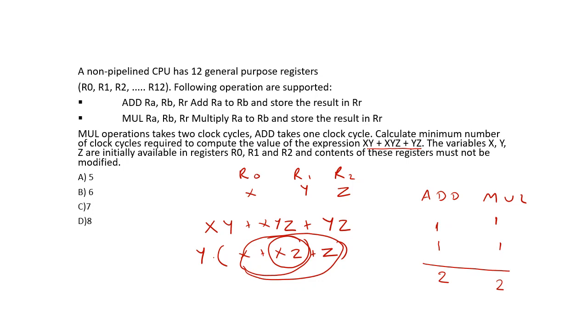Multiplication takes 2 clock cycles and addition takes 1 clock cycle. So 2 multiplications taking 2 clock cycles each and 2 additions taking 1 clock cycle each means 6. So the minimum number of clock cycles required is 6. Option B is the correct answer.